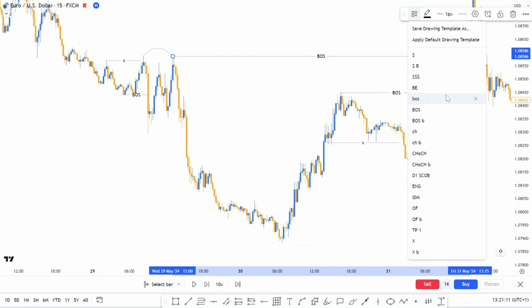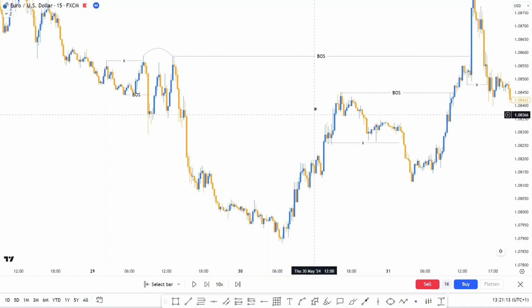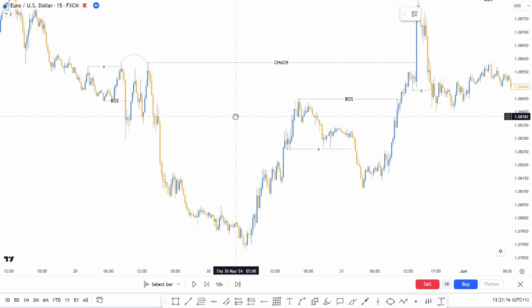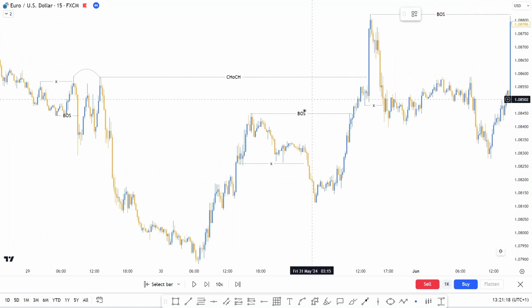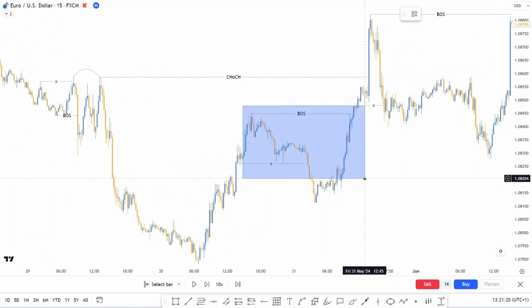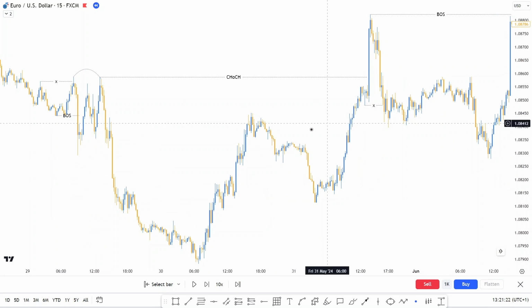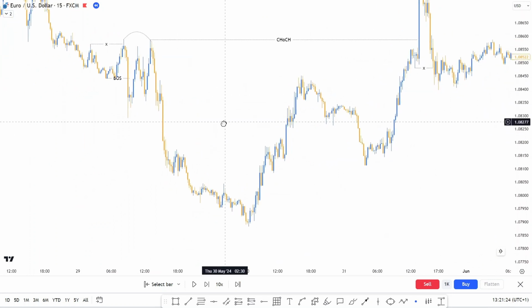Sorry, our change of character, I mean. Okay, so this one here is our change of character. So this structure here is just an internal structure. Okay, all right, so here we are.